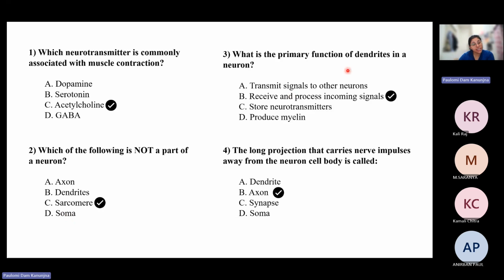The primary function of dendrites is to receive the information and process the incoming signal and then transmit it across this body. And that body is axon, right?